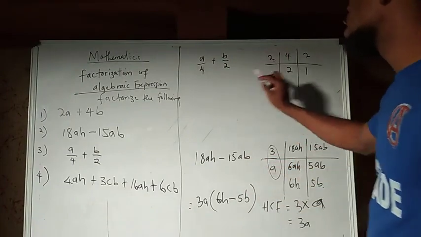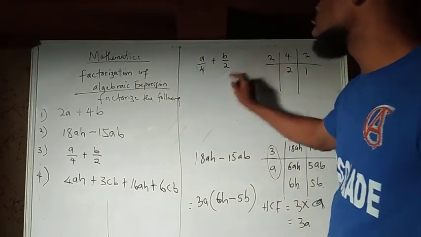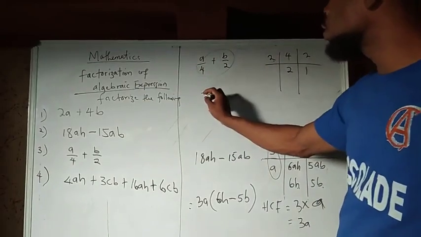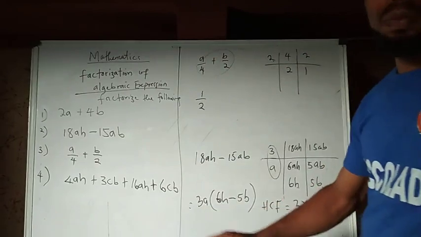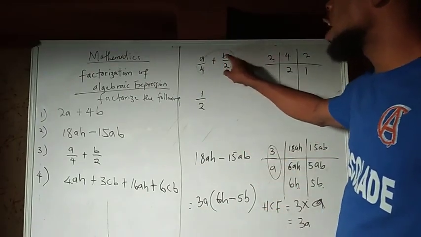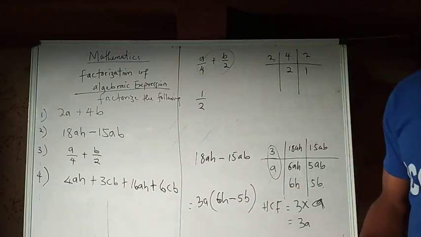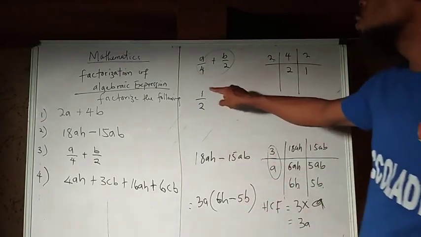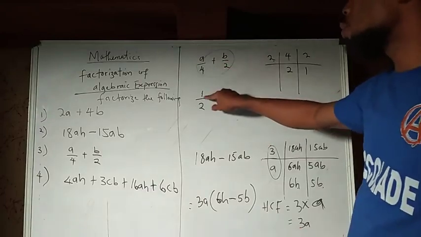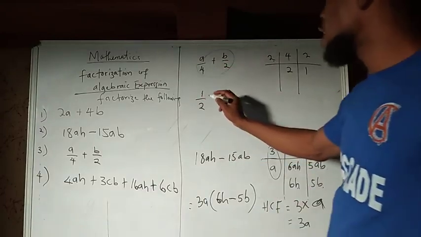So this denominator can be written as the highest common factor. But since it is a fraction, I'm going to have 1 over 2. Are you seeing that? Now, I would have looked for the highest common factor of a and b to get the numerator, but there is no highest common factor of a and b, which is just 1. So that's why I have 1.